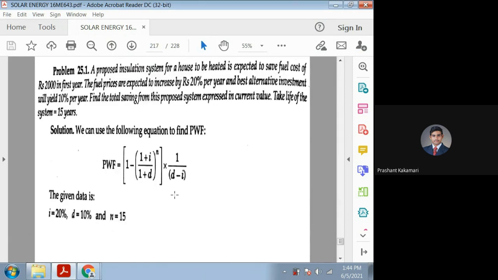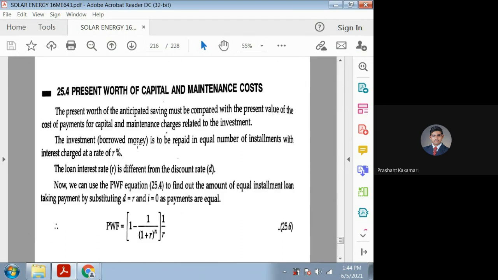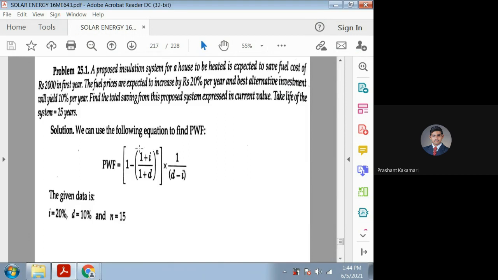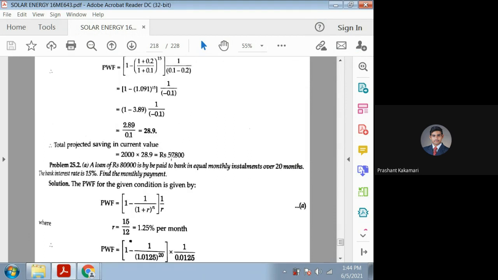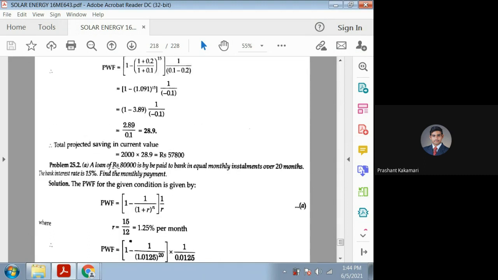Last class we discussed the insulation system of a house, and we found that depending upon the other alternatives, this alternative was better at the cost of savings. You can see after 15 years, the savings were 57,800 rupees based on energy for heating and cooling of the building.